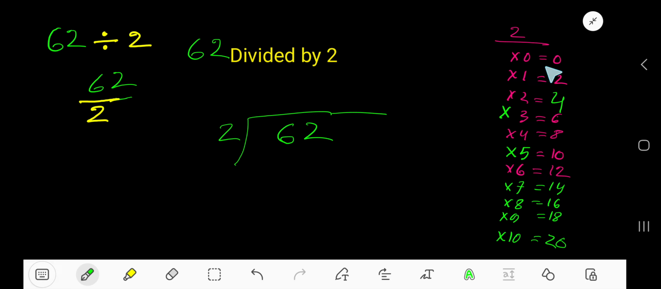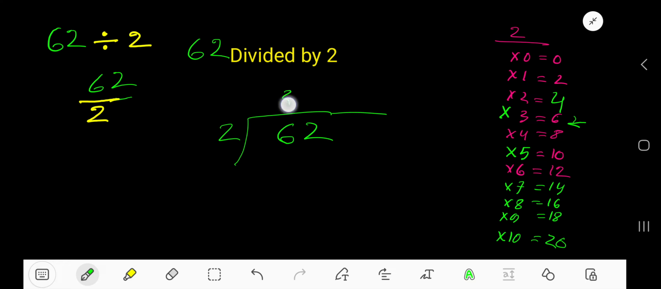2 times 0 is 0, so just add 2 with this 0, you'll get 2. That is, 2 times 1 equal to 2. Just add 2, you will get 4. 2 times 2 equal to 4. Just add 2, you will get 6, so 2 times 3 equal to 6. 2 goes into 6 how many times?